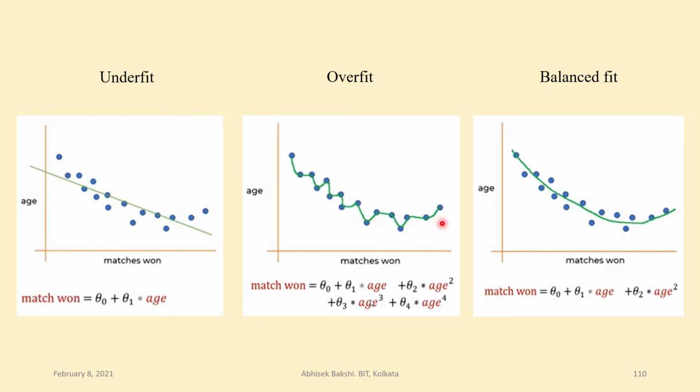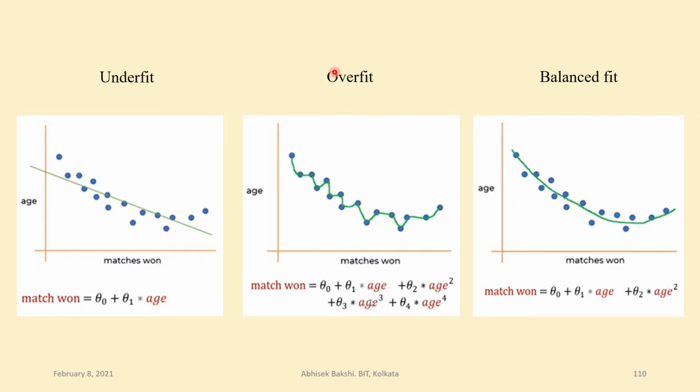The two cases that we have seen are actually extreme cases. In one case, it has not even touched all the points, and in the second case, it has touched all the points. But the problem is that in both cases, the result is not going to be good for the test dataset. And these two extreme cases are considered underfit and overfit.